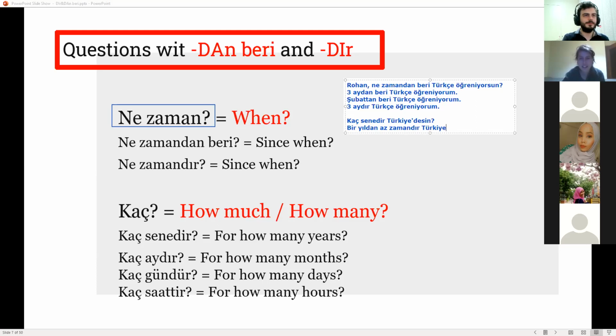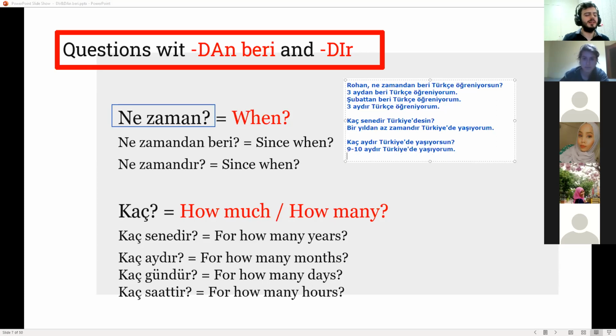Türkiye'de yaşıyorum. Güzel. Pekala. Yani kaç aydır Türkiye'desin? 9, 10 aydır falan. Çok güzel. 9-10 aydır Türkiye'de yaşıyorum. That's the idea. Tamam.